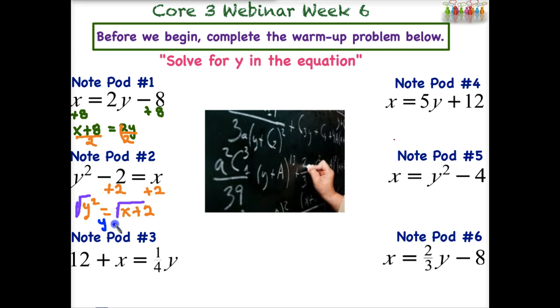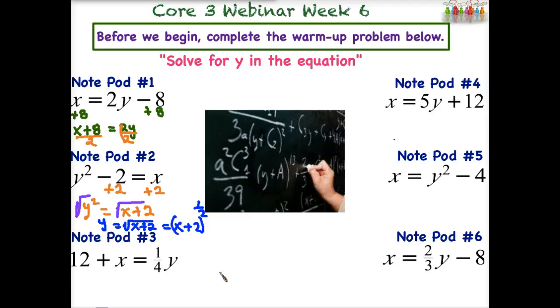So yeah, you get y is equal to the square root of x plus 2. But if you guys notice, Bree also wrote it as x plus 2 all raised to the 1/2 power, because that 1/2 power means square root. So either answer. Excellent job.